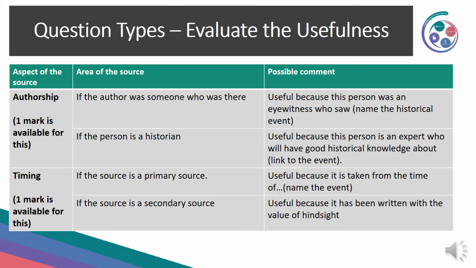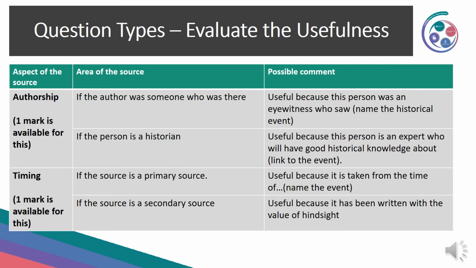Sometimes the author may not be useful, and it really depends on the source and the historical event that you're being asked about. If the person is a historian, generally this is useful because the person is an expert who will have good historical knowledge about whatever the historical event is, and it's important that you try and name the event. For your timing, 1 mark is also available for this.